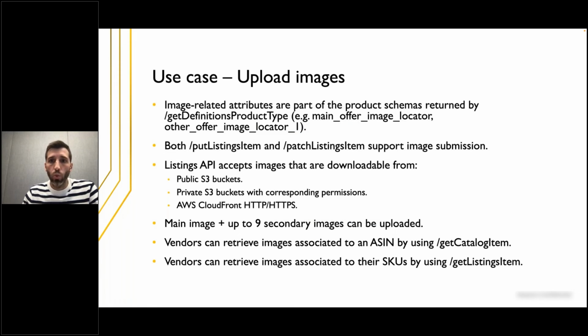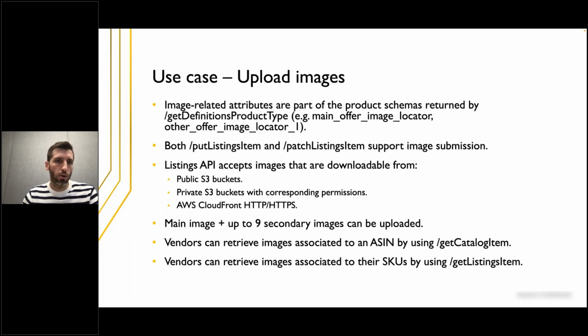And then something that we mentioned before is the listings API provides the ability to submit images as part of the listing submission. So everything, images that the Amazon buyers see in the marketplace can be uploaded using these APIs. For listing submission, images are considered as any other attribute, similar to brand, bullet points, and so on.